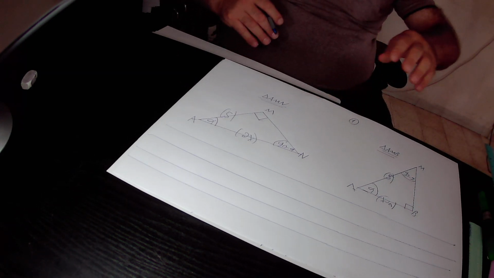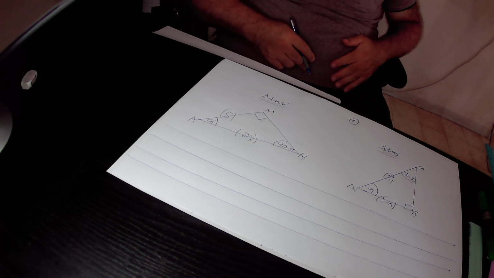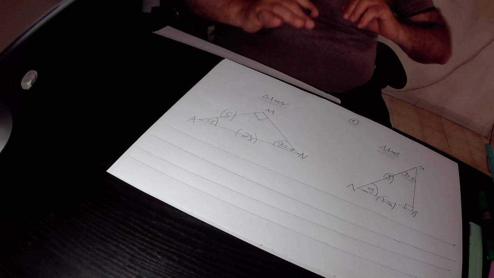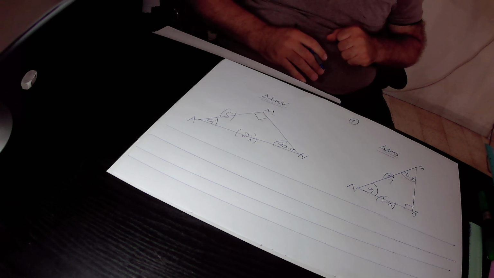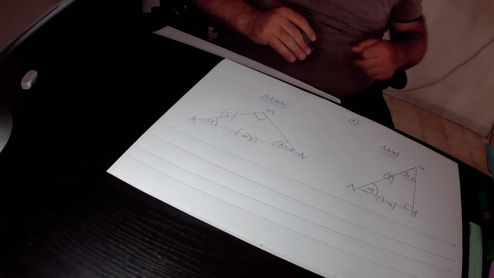Actually, those are the two right triangles AMN and AMB that are in the drawing. So in the next step, we'll prove that those two right triangles are similar to each other according to the angle similarity rule. So why are those two right triangles similar to each other?